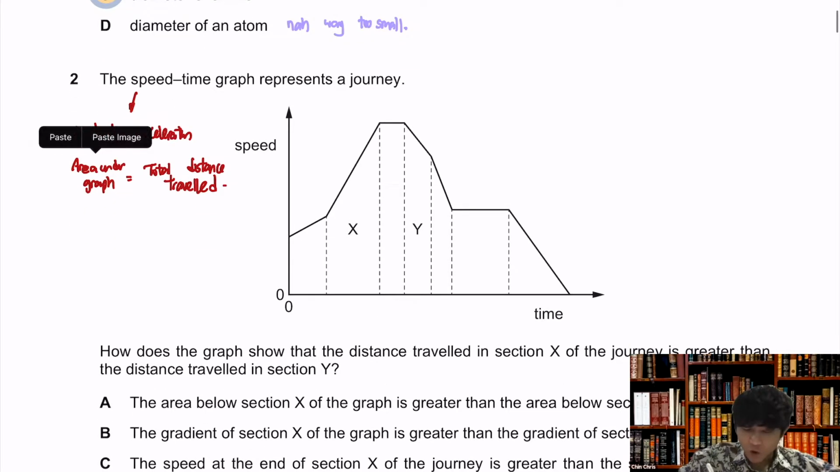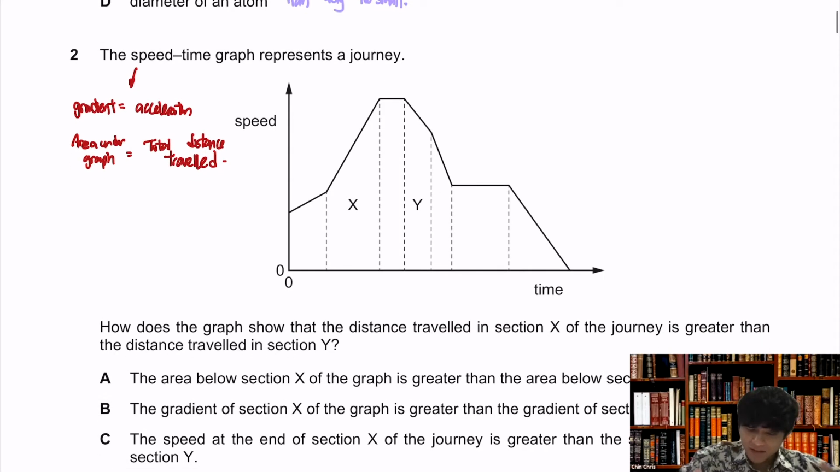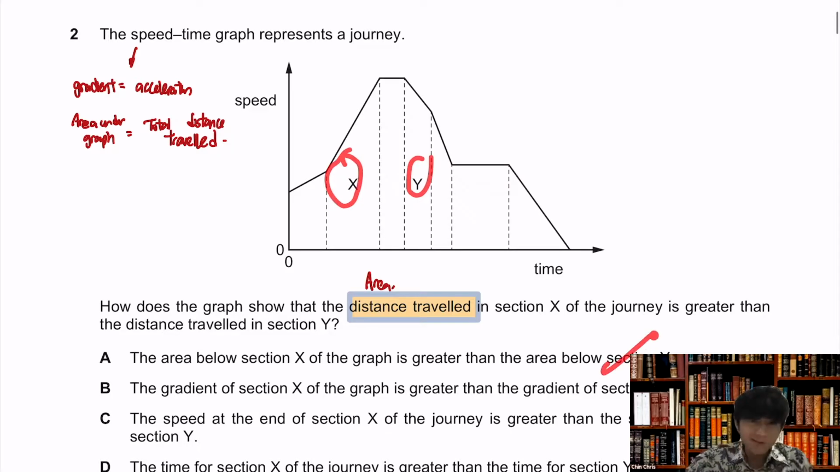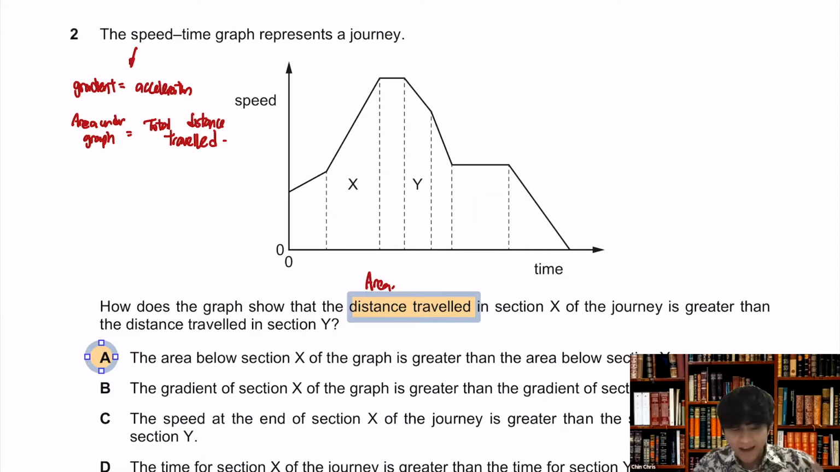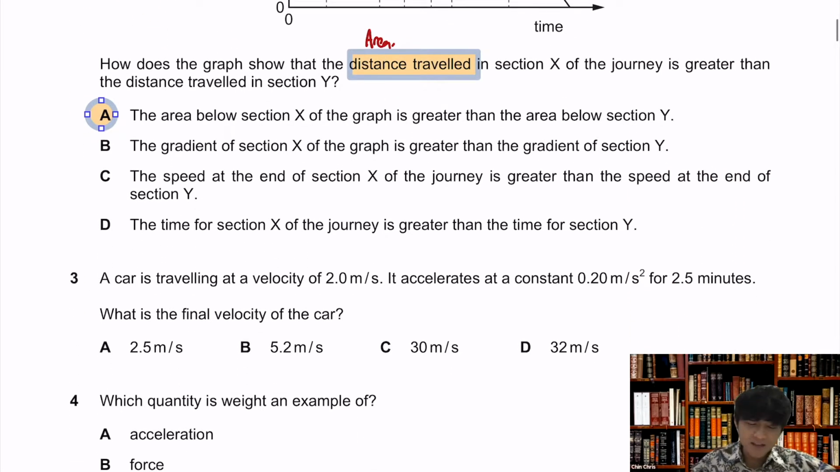So with that said, let's look at it. How does the graph show that the distance traveled in section X is greater than the distance traveled in section Y? As I mentioned, distance traveled is basically your area, right? You just need to say that the area of X is so much bigger than the area of Y. So it's the first option, the greater area. The rest, I don't care. Next, question 3, let's move on.